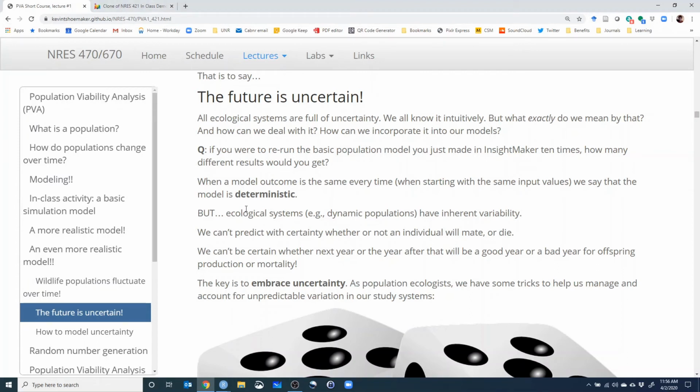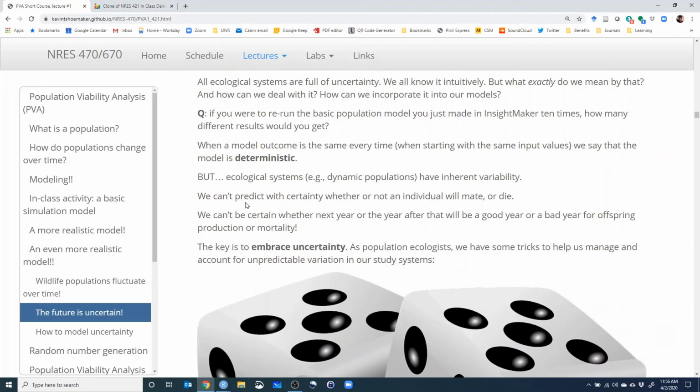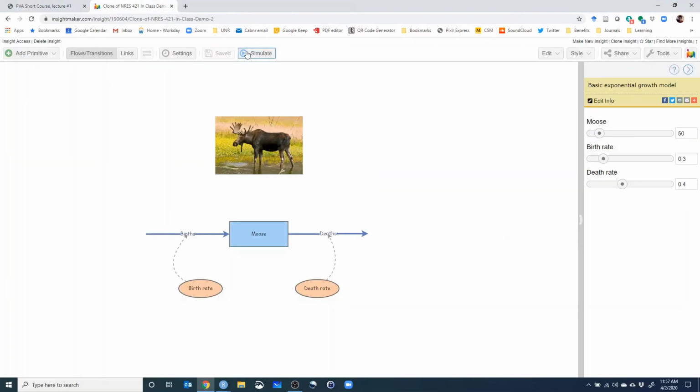So if you were to run the basic population model we just made, how many different results would you get? Well, you could try it. Let's make a positive growth model. Let's go back to 0.5 for the birth rate and 0.4 for the death rate.